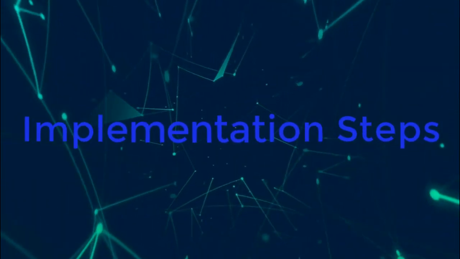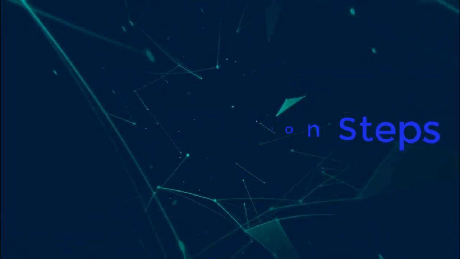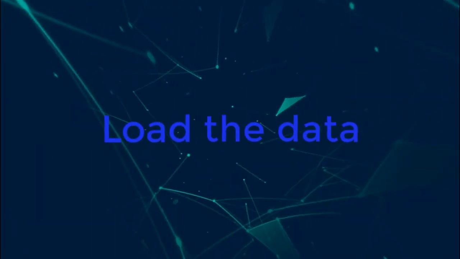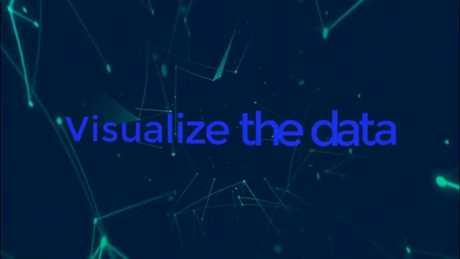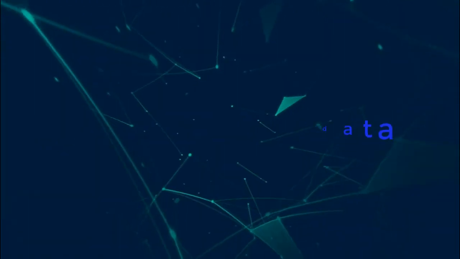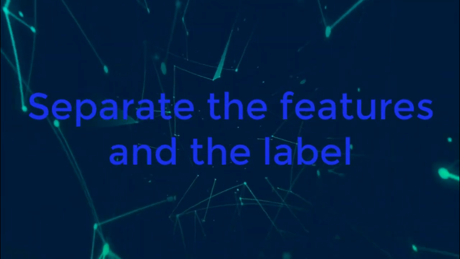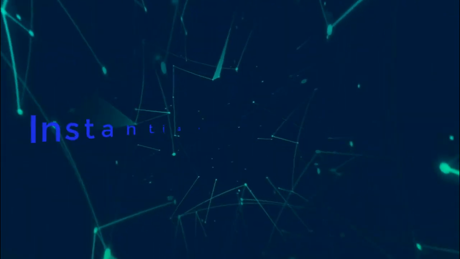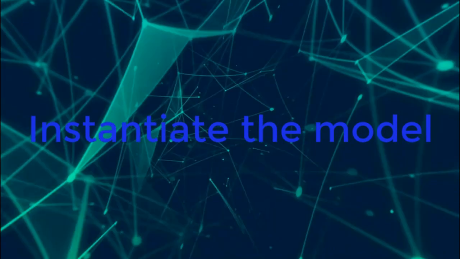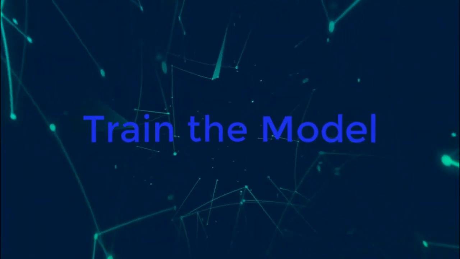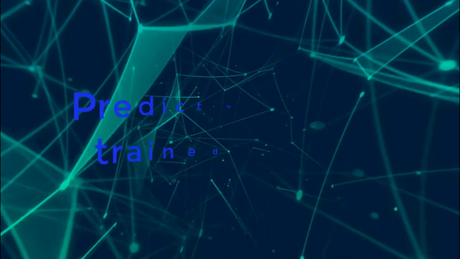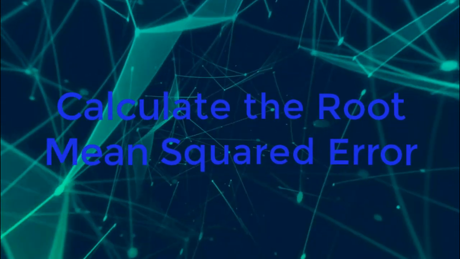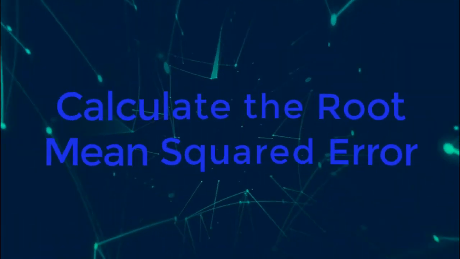I will use the following simple steps to implement the model. We will start by importing the required libraries. Then we will load the data in a Pandas data frame. After that, we will visualize the data. Post that, we will separate the features and the label. Then we will split the data into train and test set. After that, we will instantiate the model. Then we will train the model. After that, we will predict using the trained model. And finally, we will calculate the root mean squared error of the trained model. Let's get started.